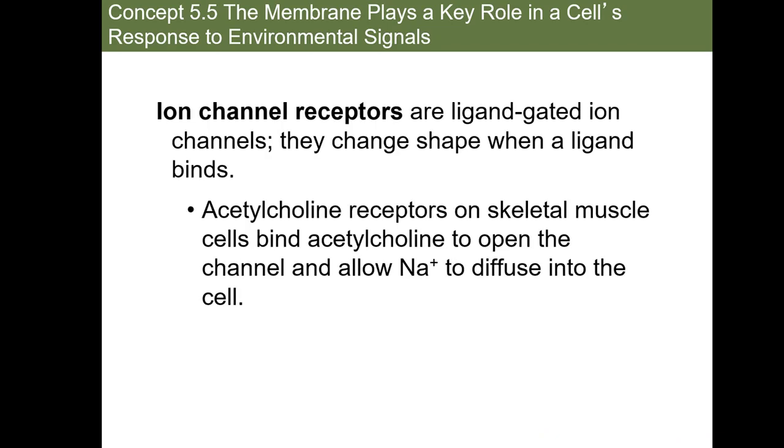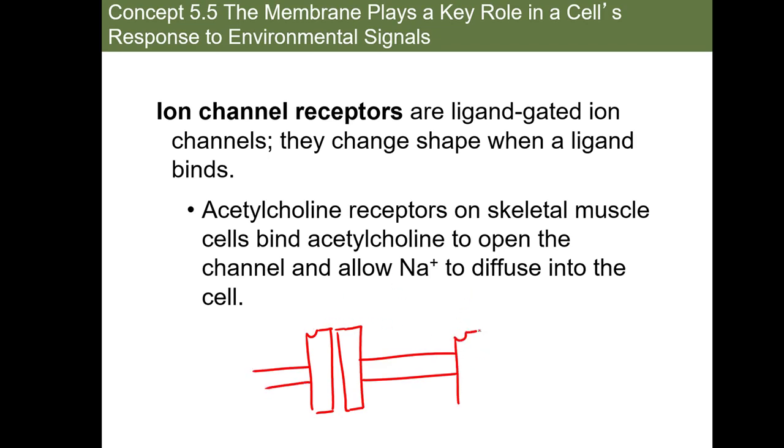So ion channel receptors are ligand-gated ion channels. They change shape when a ligand binds. Acetylcholine receptors on skeletal muscle cells bind acetylcholine to open the channel and allow sodium to diffuse into the cell. So you have your channel, and it's all closed up. So then a ligand comes and binds, and this opens up the channel so that sodium can go on through.